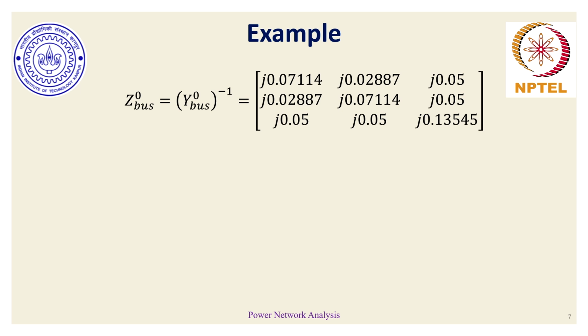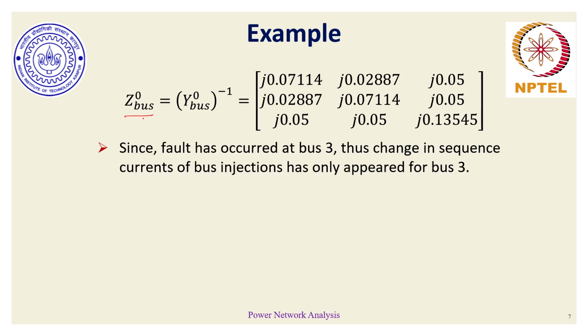Similarly, Z bus 0 can be evaluated by its inverse, and since the fault has occurred at bus 3, the change in the injection currents would only appear for bus 3. That means if I denote the I0 vector for bus 1, bus 2, bus 3, this being a 3 cross 1 vector, the entries for bus 1 and 2 would be 0, whereas for bus 3, this would be a non-zero quantity.